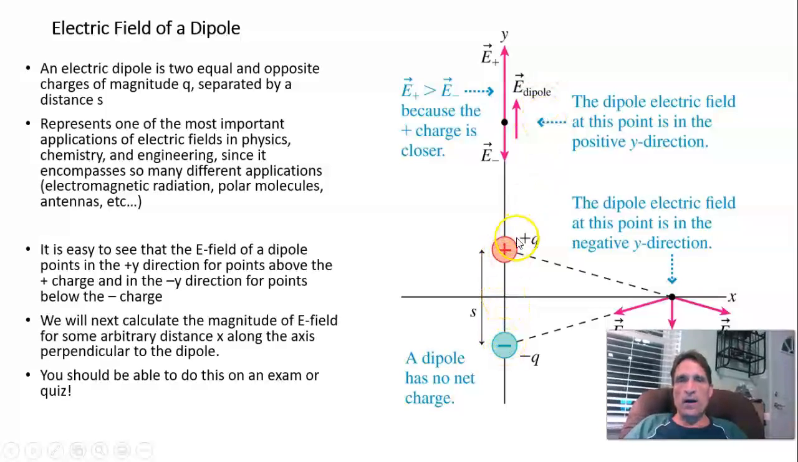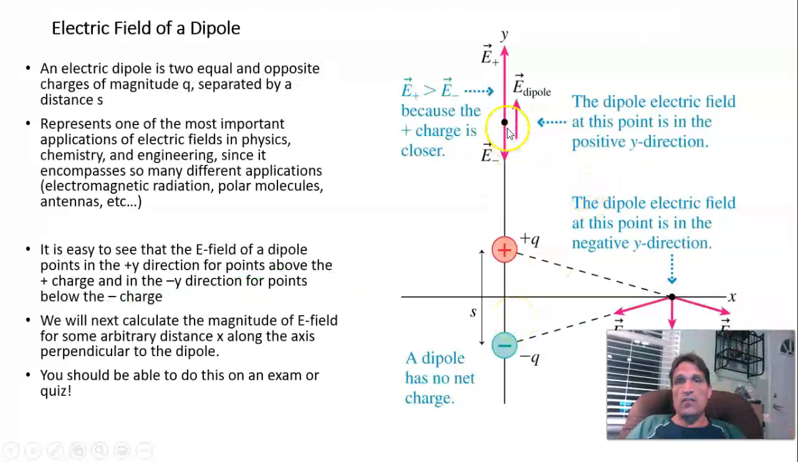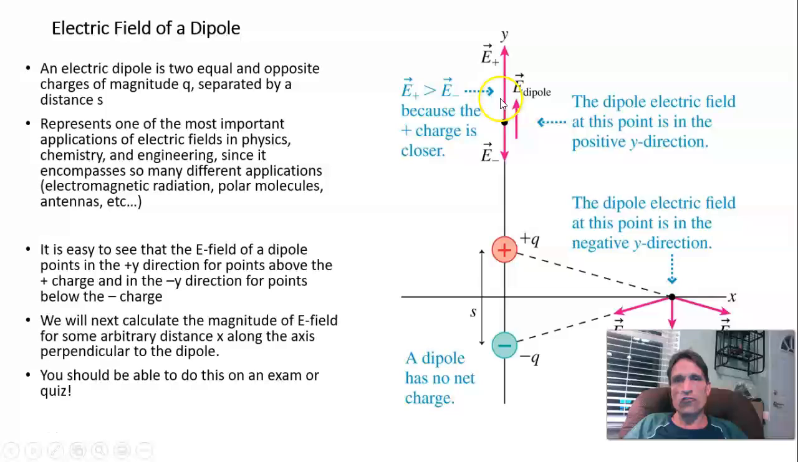Now let's stick our little positive probe charge along the axis somewhere up here. Well, here it's going to be repelled by the positive charge, and attracted by the negative charge, but the probe is closer to the positive charge, so that force will be stronger than the attractive force toward the negative charge, and so the net electric field is upward along this axis of the dipole up here.